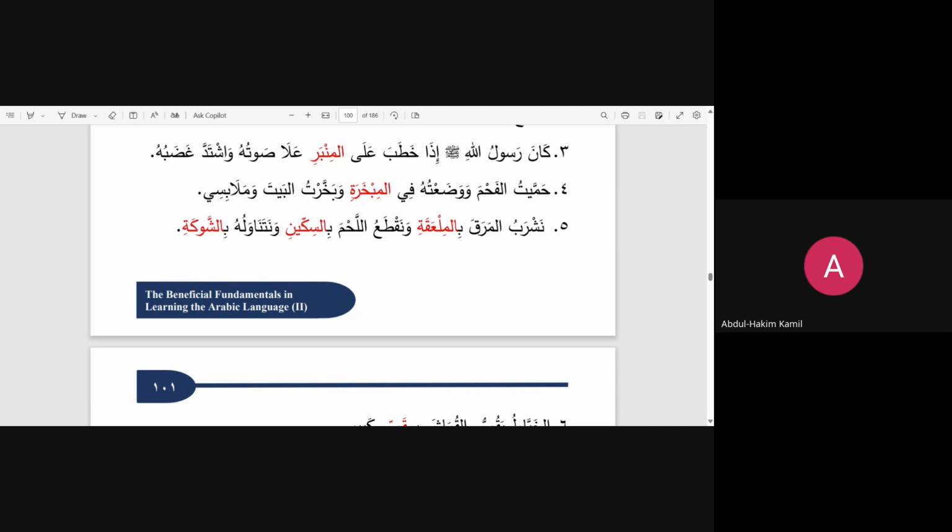So this is a verb, ala. It means to go up. Is this lazim or muta'addi, ala sawtuhu? What does ala sawtuhu mean? That he raised his voice? It's lazim. He raised his voice. No, his voice is doing the action.